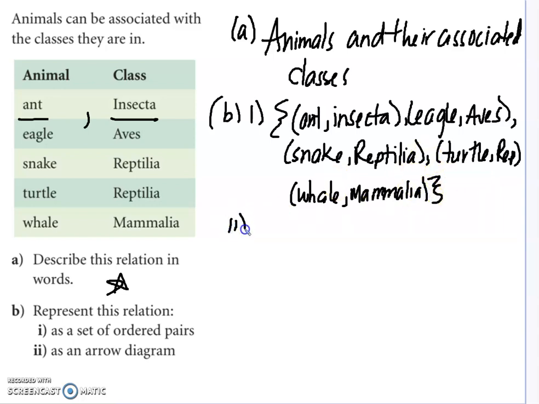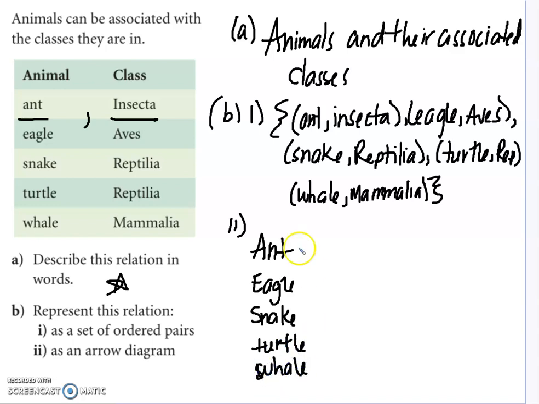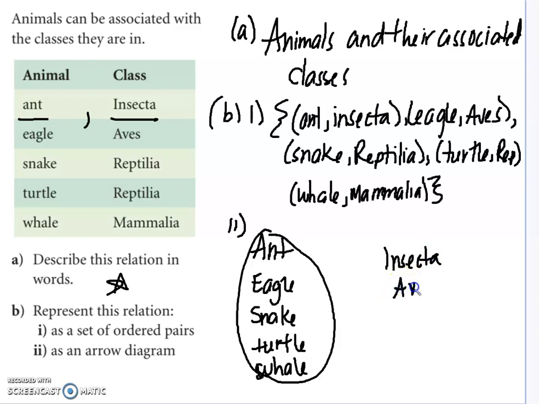Okay? And then the second one says as an arrow diagram. So we did talk about writing this out. So writing the first full set in one circle. And usually we put whatever the independent set is. So in this case, that'll be the animals. So put them all in one circle, one oval. And then we put all of the classes, or the dependent, in the other.